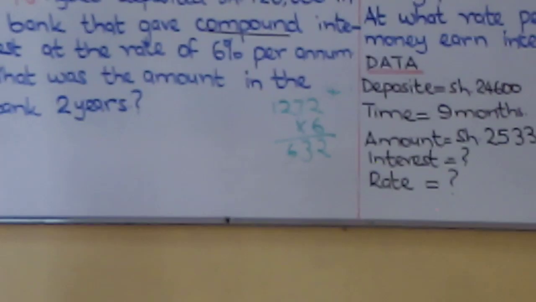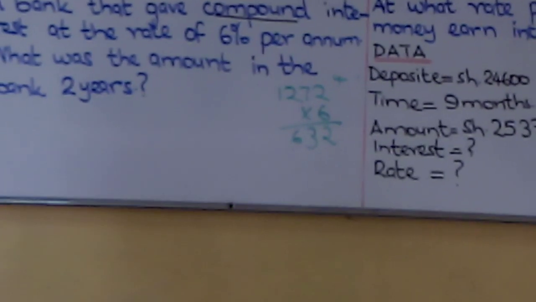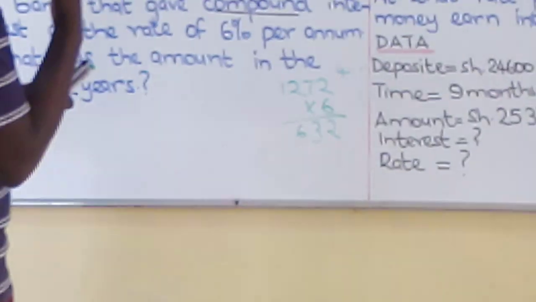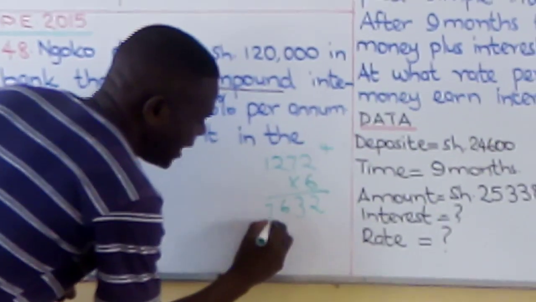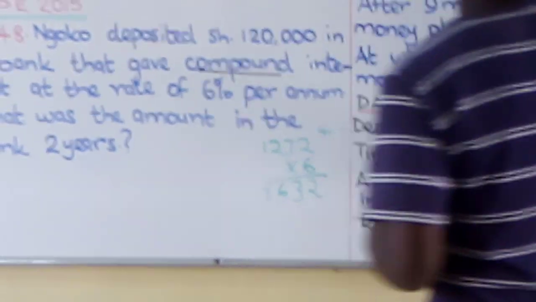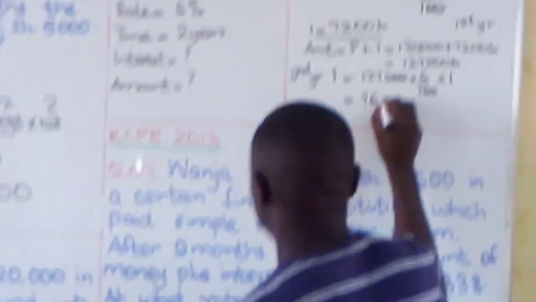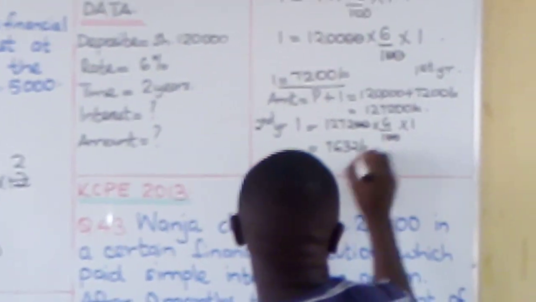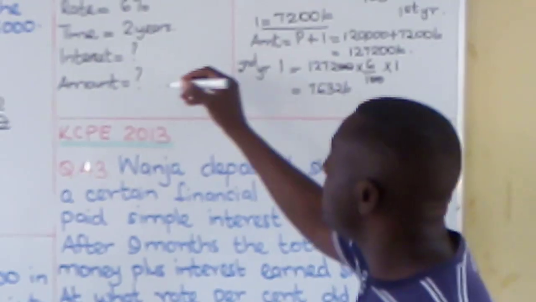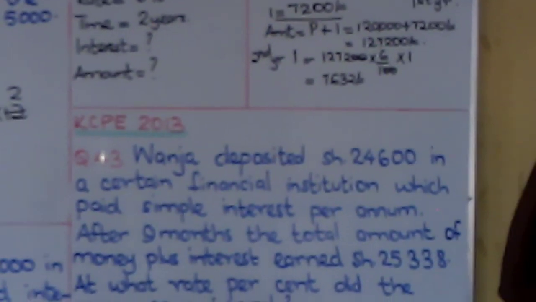What is 6 times 1 plus 1? Judy. Yes, Judy? Very good, Judy. 6 times 1 plus 1 is 7. So the answer is 7,632. That's the interest of the second year, 7,632 shillings. Remember, they asked us to find the amount, not the interest, after 2 years.